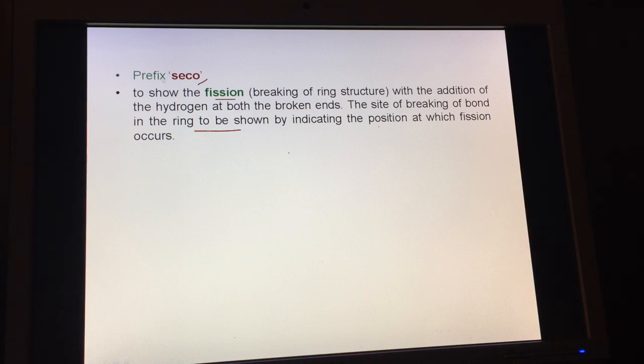Now another term that we use is HOMO. This HOMO represents the expansion of a ring system.